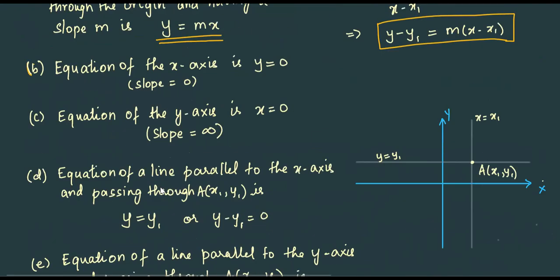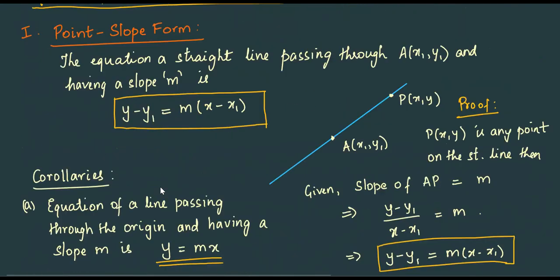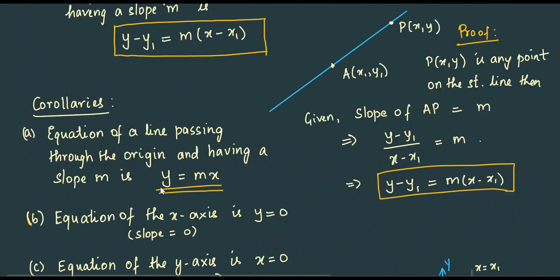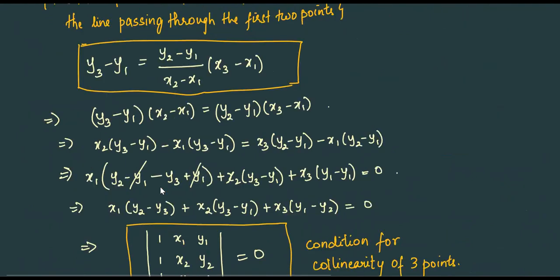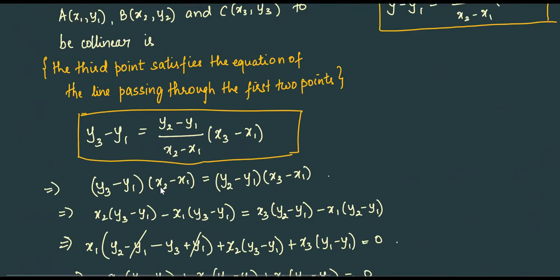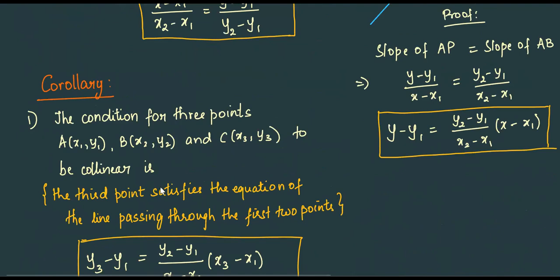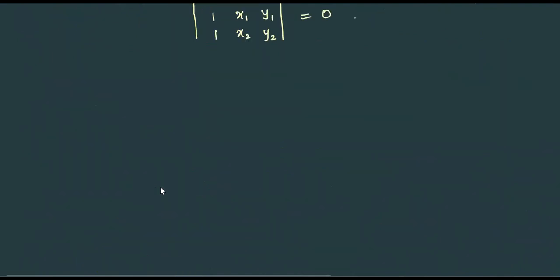So far we have discussed two basic types of equation of a straight line. One is the point slope form. Second is the 2-point form. Point slope form and 2-point form.